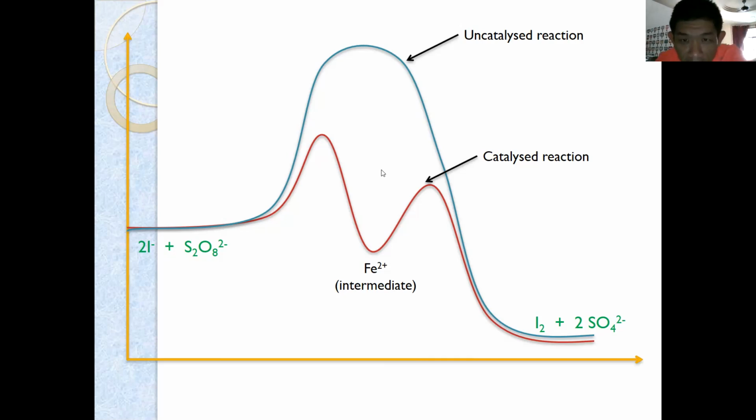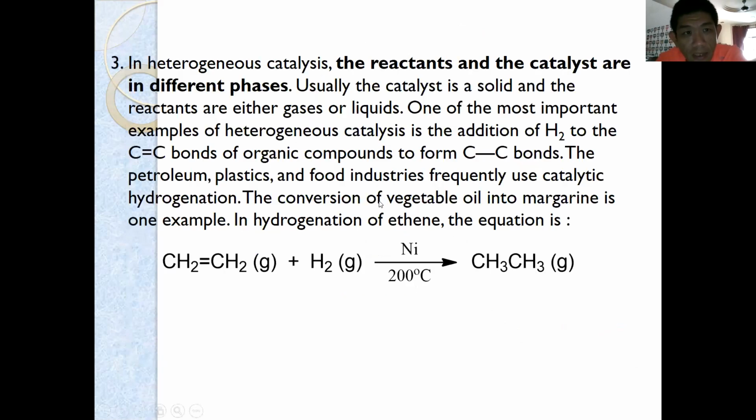The other type of catalysis is what we call a heterogeneous catalyst. In a heterogeneous catalyst, the reactant and the catalyst are in different phases or different states of matter. Usually in most cases, the catalyst is a solid, while the reactants are either a gas or a liquid. One example is the reaction of hydrogen with the unsaturated C double bond C in an organic compound to form a C single bond C. It has been used a lot in the petroleum, plastic, and food industries.